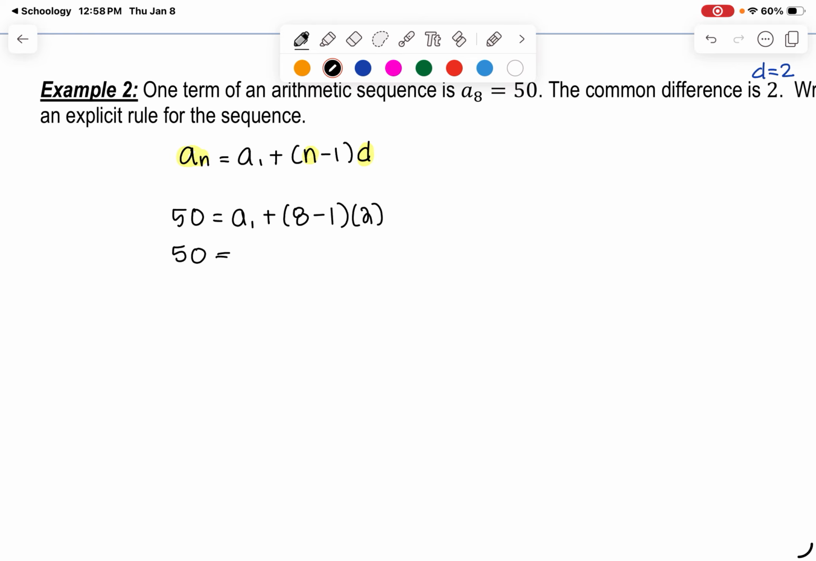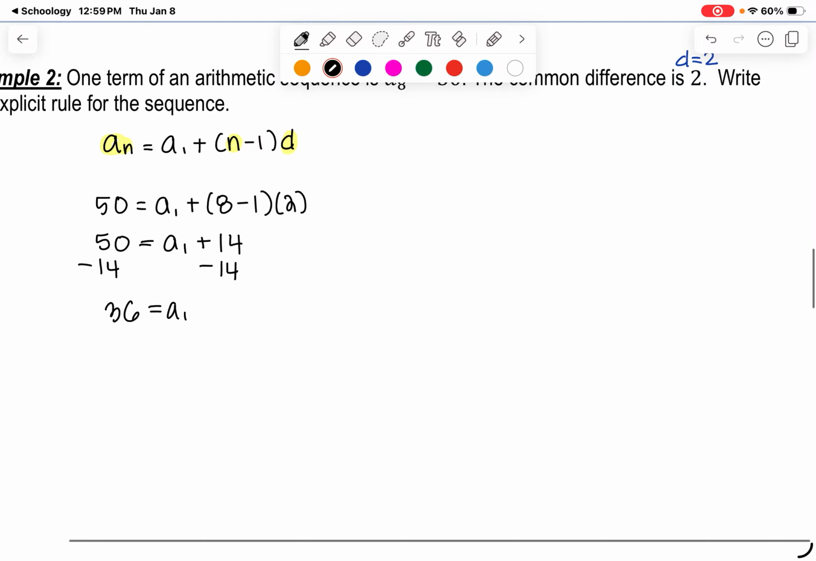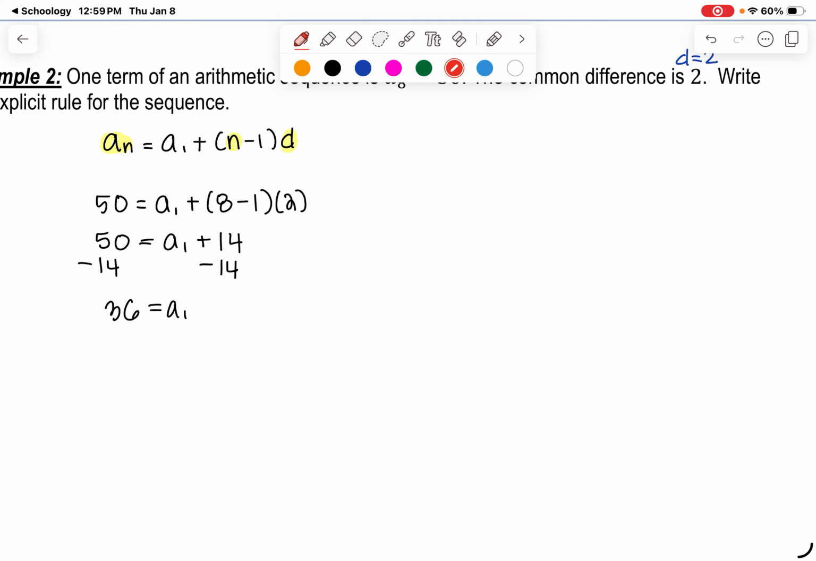We have 50 is equal to a sub 1 plus 8 minus 1 is 7, 7 times 2 is 14. Subtract 14 from both sides, and we have our first term is 36. Once again, if you're saying, I already got it because I just kept doing minus 2, great. But if I gave you a term that was farther away from 1, I would have beaten you, right? Okay, so now we still have to write our rule because we didn't do that yet. So now we're going to use this again, but this time we're going to use the first term and d.